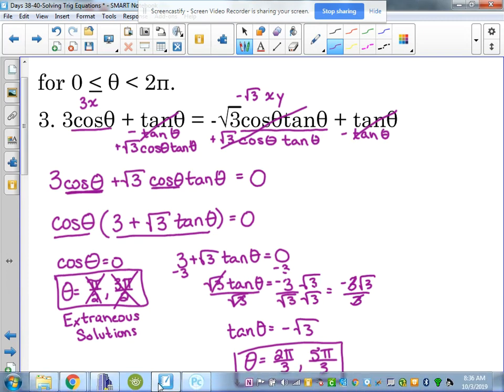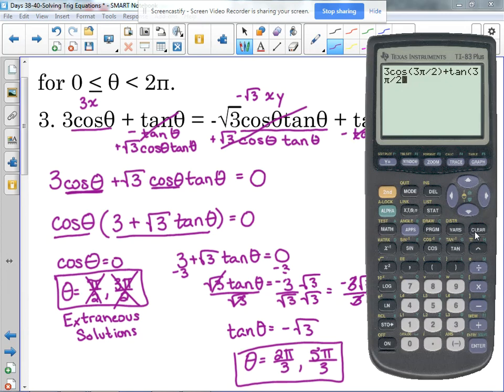Now, our 2 pi over 3 and 5 pi over 3 should be okay. Usually the only ones you're going to have to worry about are your pi over 2 and your 3 pi over 2. Those should be the only two you have to worry about, because that's the only place tangent's undefined. Anywhere else, everything else is defined, unless, of course, you had a secant or a cosecant, but we're not going to deal with those. We're going to stick to sine, cosine, and tangent.